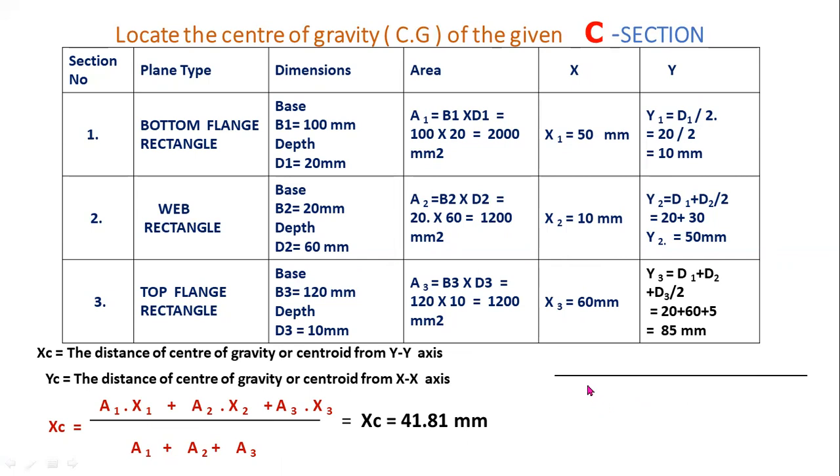In a similar way, yc is the distance of the centroid of the entire section from the x-axis. Okay, (a1 y1 plus a2 y2 plus a3 y3) divided by (a1 plus a2 plus a3). Now you have to substitute these values a1, a2, a3, y1, y2, y3 in this equation. After substituting these values, you can get the value of yc. yc equal to 41.36 mm. So this is the final answer for this case.